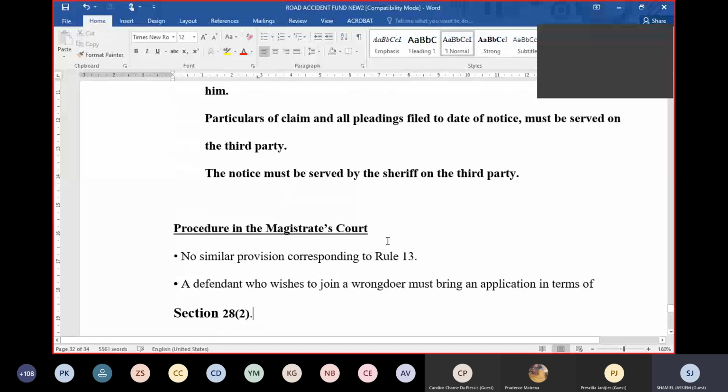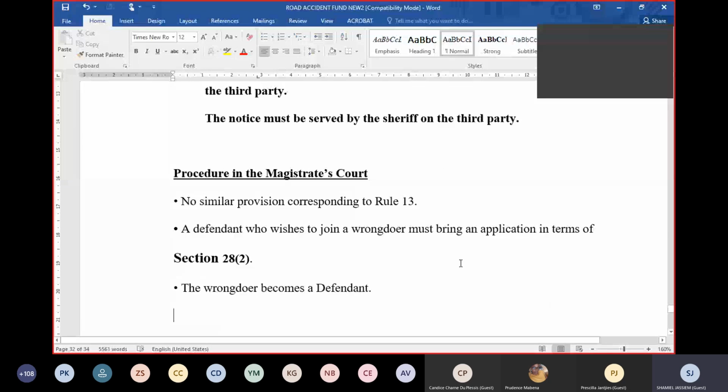There's no similar provision corresponding to Rule 13 in the High Court. So what must you do? You must bring an application. If you're in the Magistrates Court, you bring an application to join the party to proceedings. And if you're successful in your application, that party is joined as a defendant. So whatever I said earlier regarding the defendant in the High Court, it's applicable here to the defendant in the Magistrates Court as well.